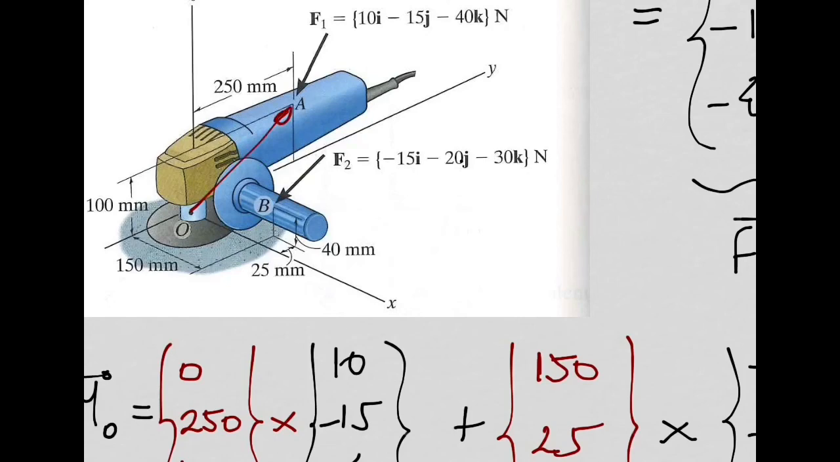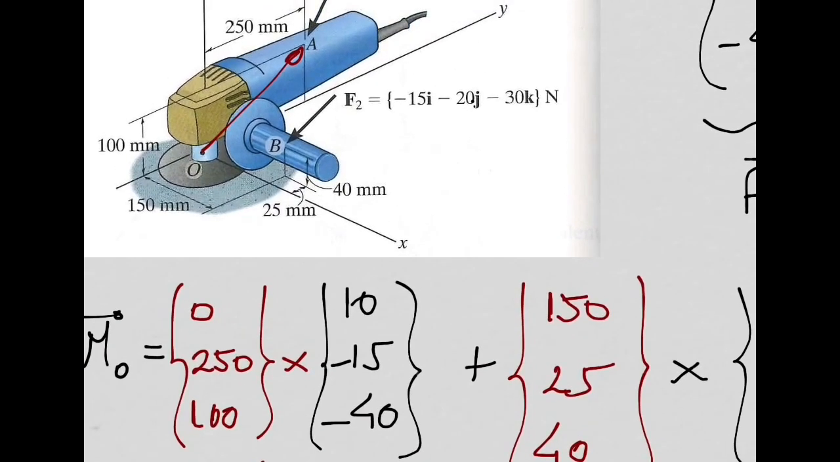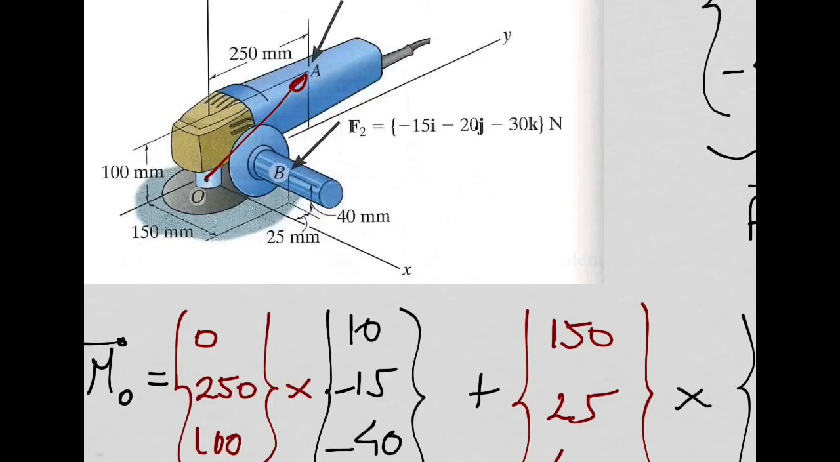So this position vector, let's review what we have. We have 0 in the x direction, which seems correct to me. We have 250 in the y direction, which is correct. Is this 250? And we have 100 in the z, which is this 100. It's correct. Position vector is correct.